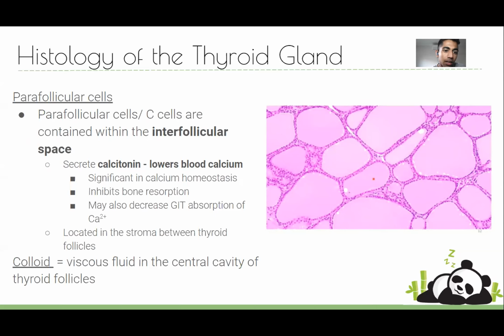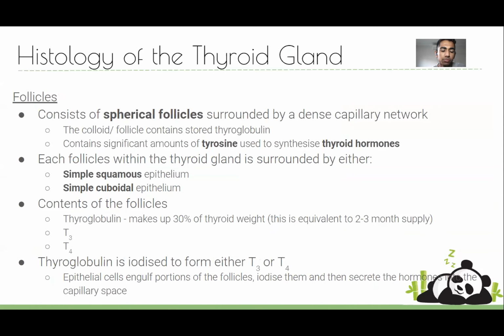absorption of calcium. Those follicular cells that we were talking about are mainly either simple squamous or simple cuboidal. It's a mixture of both, so it's hard to say it's one or the other, and there's even variation between people in the quantities of each. So it's really just a mix.